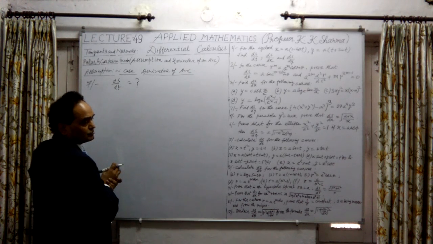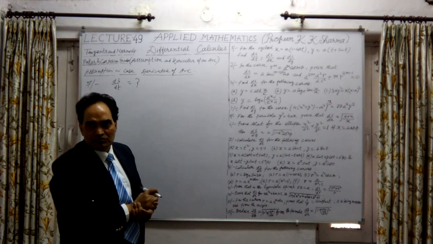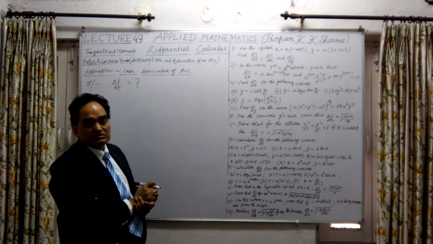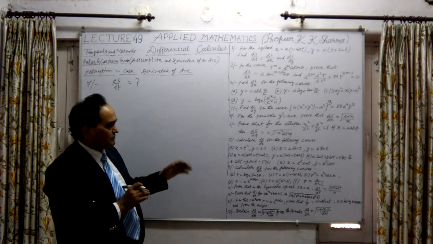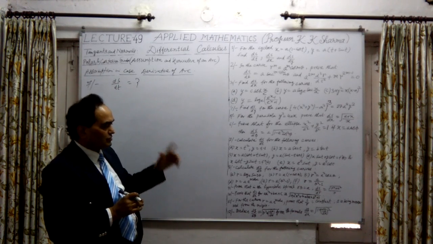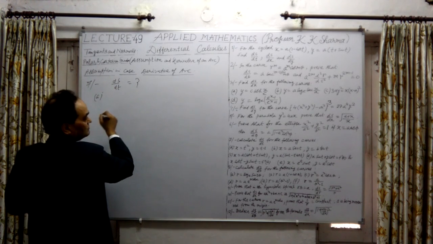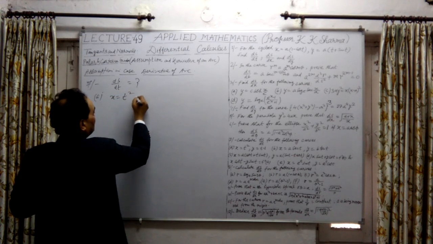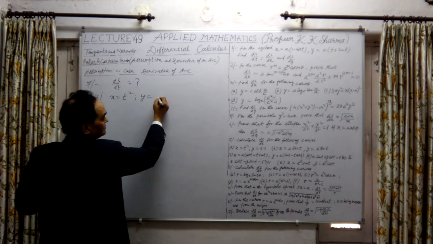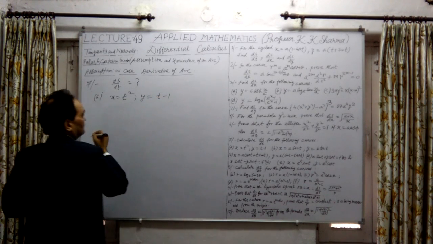Just like when the parameter is phi, which we have calculated, we know that ds upon dt is under root dx upon dt whole square plus dy upon dt whole square. That is the parametric form. So in this case, the a part says: x equal to t square and y is equal to t minus 1. Find out ds upon dt.